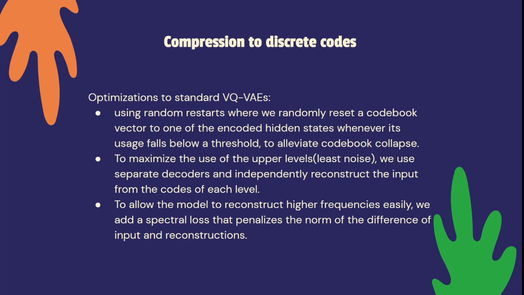Another one is to maximize the use of the upper levels, which contain the least amount of noise, to separate decoders and independently reconstruct the input from the codes of each level. And to allow the model to reconstruct higher frequencies easily, we add a spectral loss that penalizes the norm of the difference of the input and reconstructions.